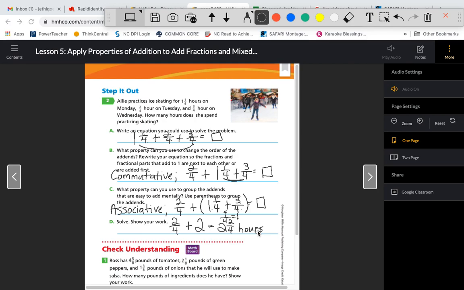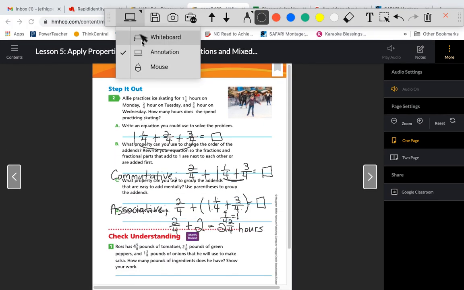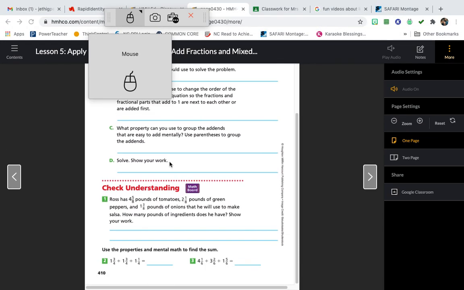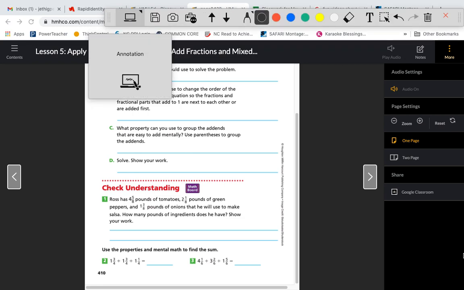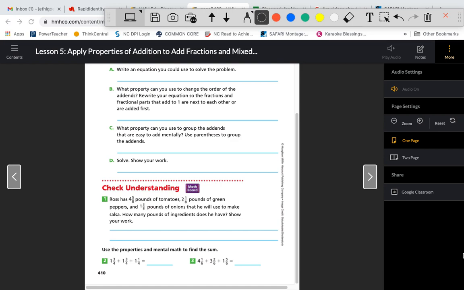All right, pause the video and try Check Understanding on your own. When you're finished, you can turn the video back on and check your answers. Okay, you should have had an opportunity to do 1 through 3 on your own. So let's check this work.